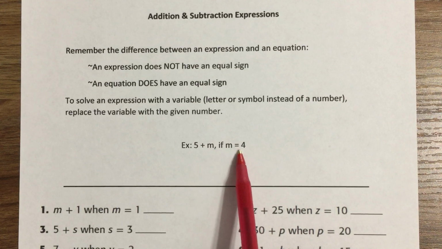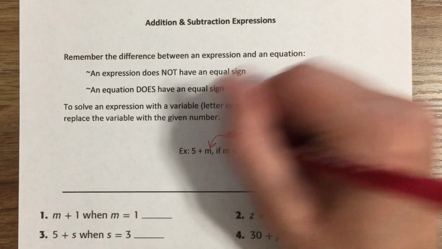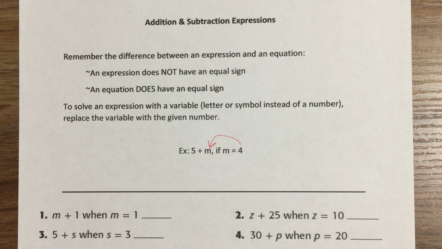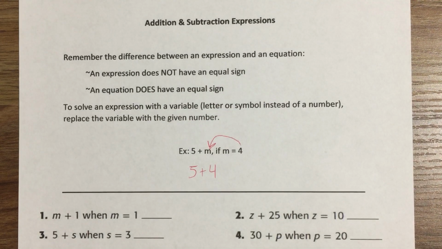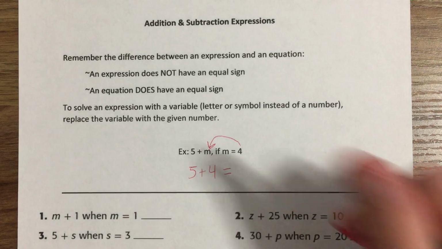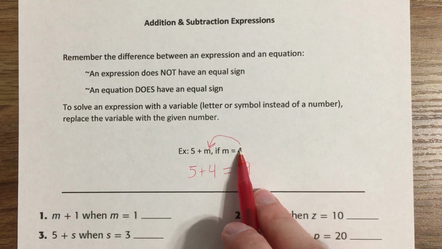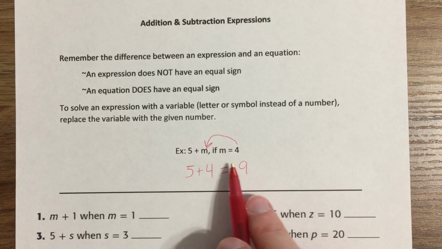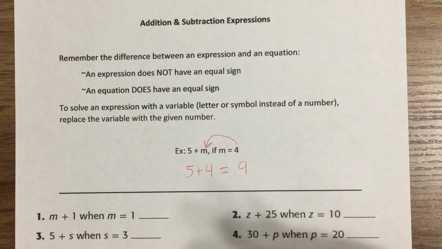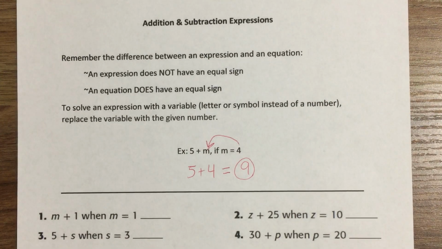So 5 plus m, if m equals 4. What I have to do is take this 4 and plug it in for that m. We get rid of that m and put a 4 in its place. 5 plus 4 instead of 5 plus m. Well, what's 5 plus 4? I'm going to put an equal sign now, and we say that's 9. So we just turned that expression into an equation. We plug in the number that they tell us that letter is. There's our expression, 5 plus m. We know what m is, so we plug that 4 in for m. Then we have 5 plus 4. What does that equal? It equals 9.